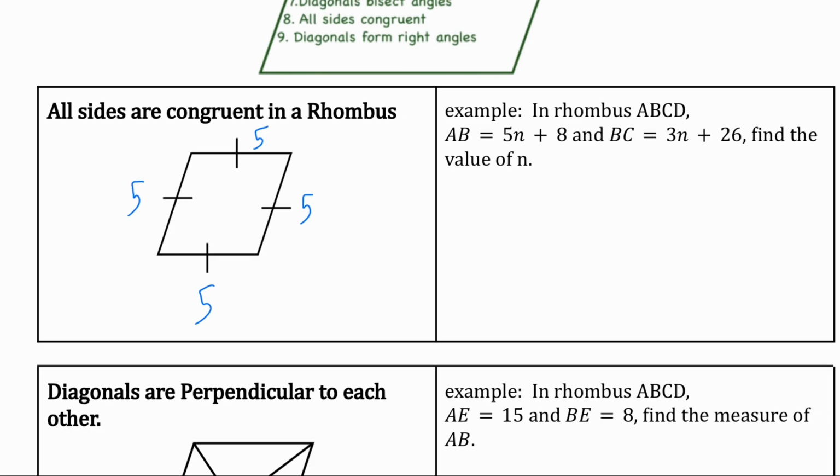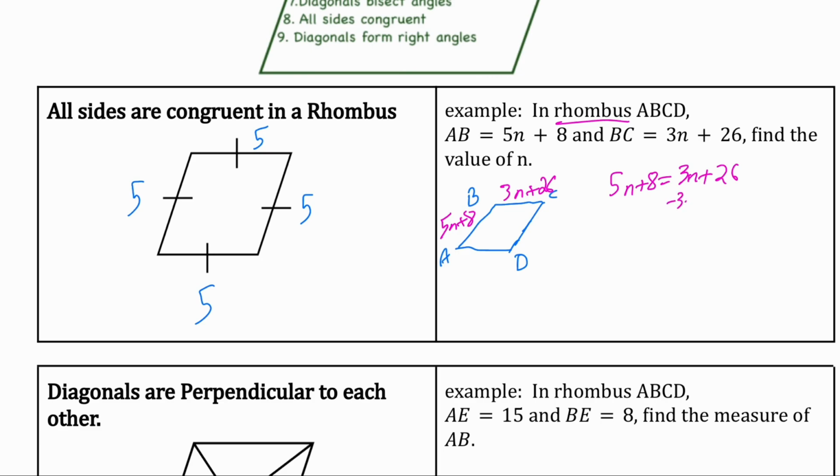So if we take a quick look at an example, it says in rhombus ABCD, they don't give us this rhombus, so we're going to draw a quick picture of a rhombus ABCD. It doesn't have to be perfect. A, B, C, and D. It tells us that AB is 5n plus 8, and that BC is 3n plus 26. Now, what they want us to do is find that value of n. So these are not opposite sides, but because the shape is a rhombus, we know all sides are equal. So we could take that 5n plus 8 and set it equal to the 3n plus 26. Then we'll go ahead and solve for that n.